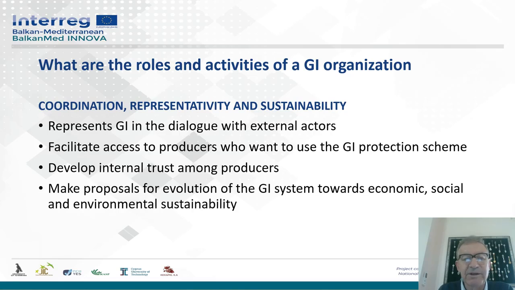Another role is coordination, representativity, and sustainability. The GI organization represents farmers in dialogue with external actors. It may facilitate access for producers, especially new producers who want to use the GI protection scheme. Also, the organization should develop internal trust among producers. It can also make proposals for evolution, for changes, for adaptation in the GI system towards new situations in economic, social and environmental sustainability.